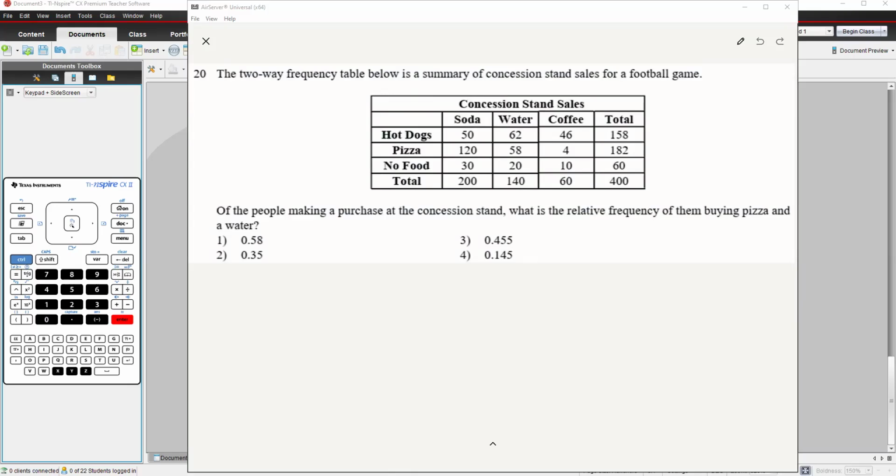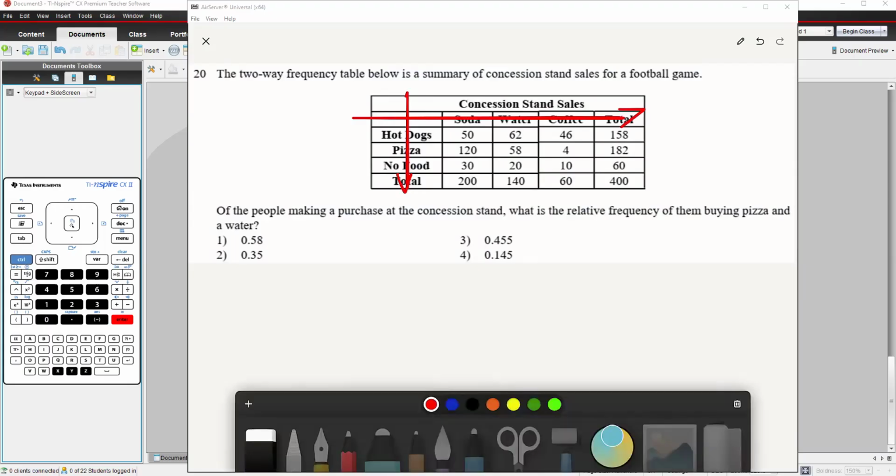Two-way frequency tables basically have a category going this way, a vertical category, and it also has a horizontal category. So that's what two-way frequency tables are. It has two different categories. Now, this is saying this table represents a summary of the concession stand sales for a football game. So all of this is what was sold.